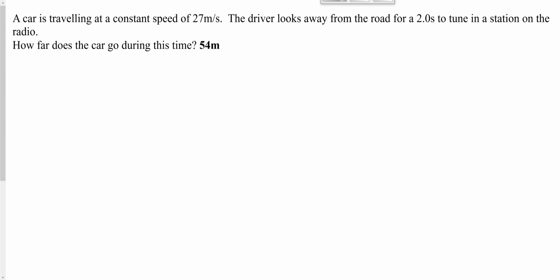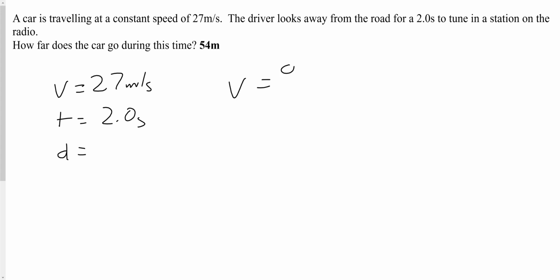All right, so for this one here, they once again give us the speed, 27 meters per second. The driver looks away from the road for 2 seconds. How far does the car go during this time? So now we're looking for d. Well, V equals d over t. If I want to get d by itself, I have to move t. The opposite of divide is multiply, so I multiply both sides by t. 2 times 27 is 54 meters.